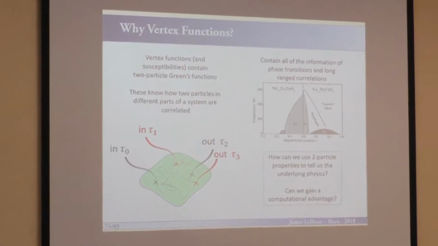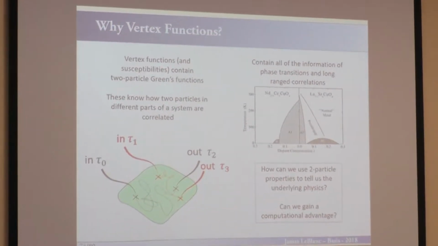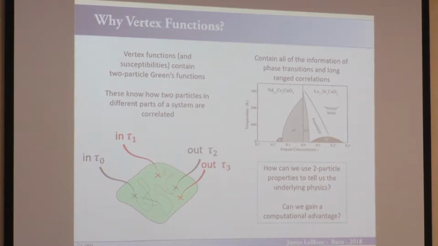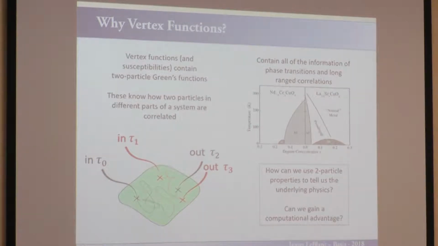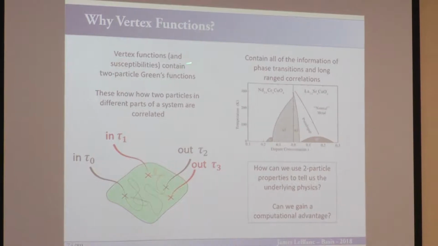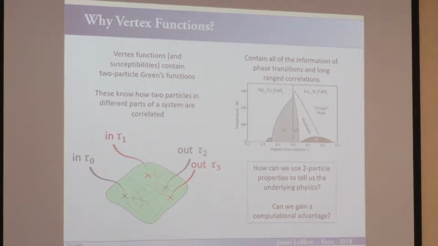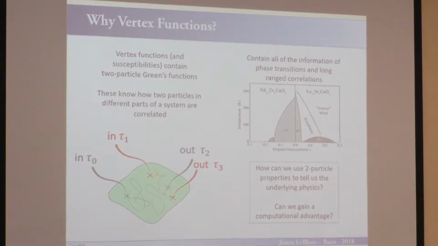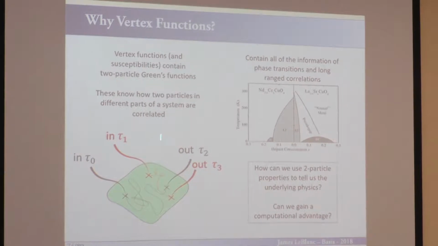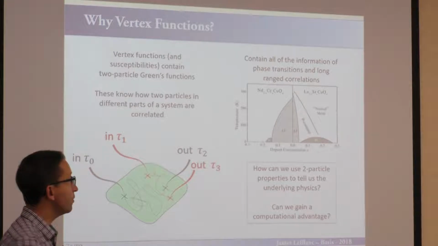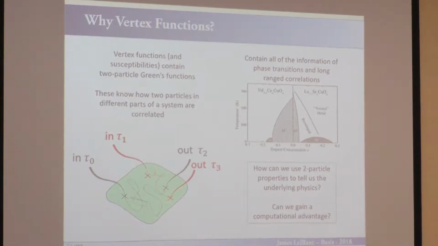So again, why vertex functions? I showed explicitly before the inversion of a Bethe-Salpeter equation, which involved a vertex function. And when the denominator of that inversion diverges, it has to do with a phase transition. So vertex functions and susceptibilities contain the two-particle Green's function in some way. So they know how two particles are actually correlated to each other. So they know about phase transitions. They know how two particles are correlated. So they should contain at least all the information of phase transitions and long-range correlations.